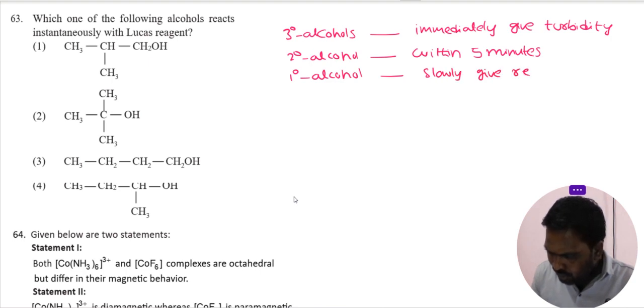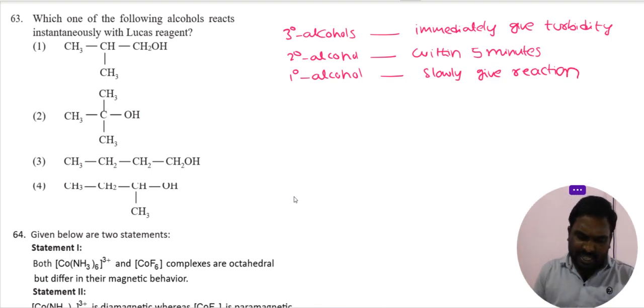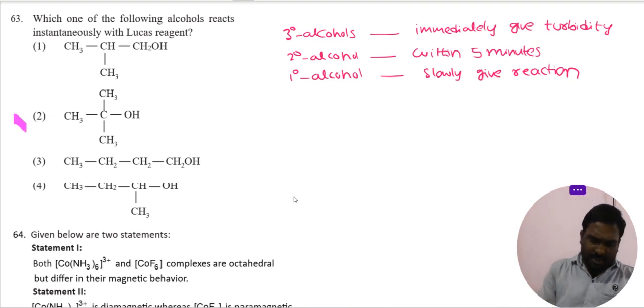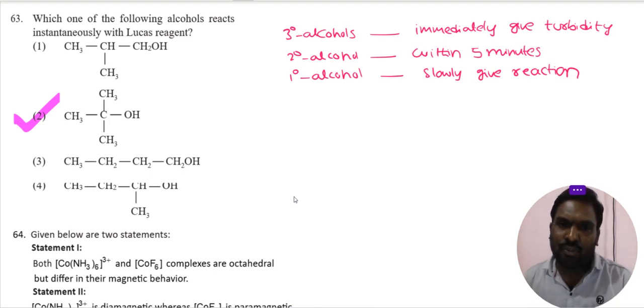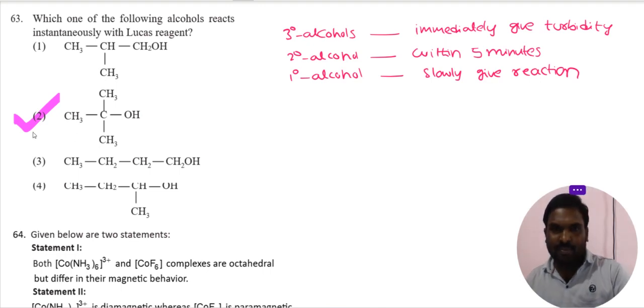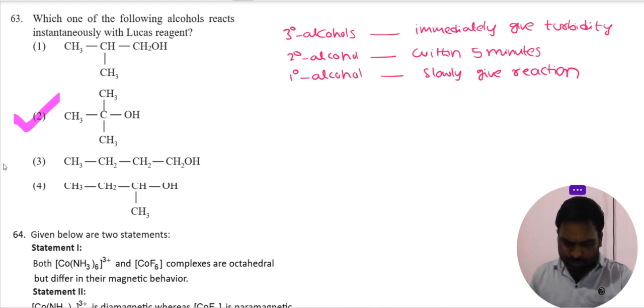Now which one is the right answer here? Which alcohol is the tertiary alcohol? That is the right answer. Option 2 is the right answer, because that is a tertiary alcohol and immediately gives turbidity, because a tertiary alcohol can form the most stable carbocation, the tertiary carbocation. Moving to the next question, 64.